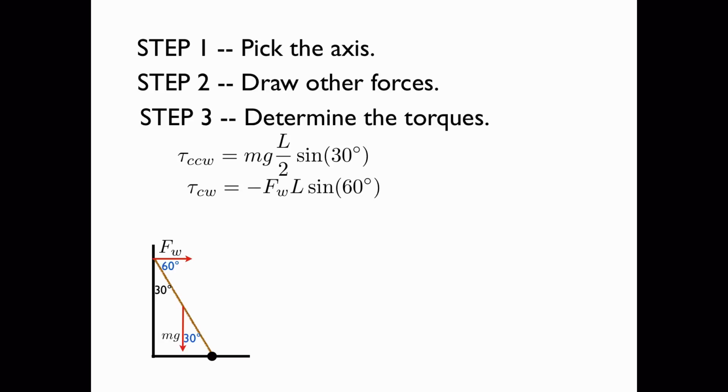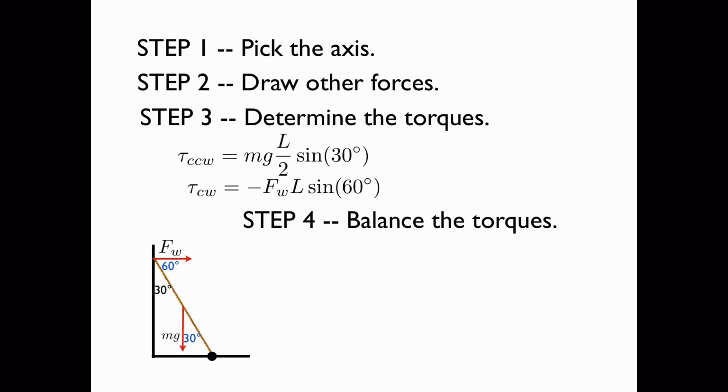The force of the wall on the stick acts to rotate the stick in a clockwise direction, therefore it's negative. We have F sub W to denote the force of the wall on the stick. It acts at a distance L from the axis, and the angle is 60 degrees.